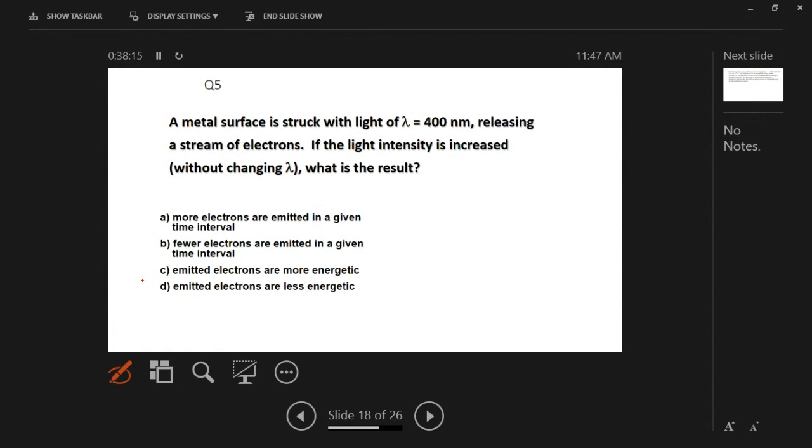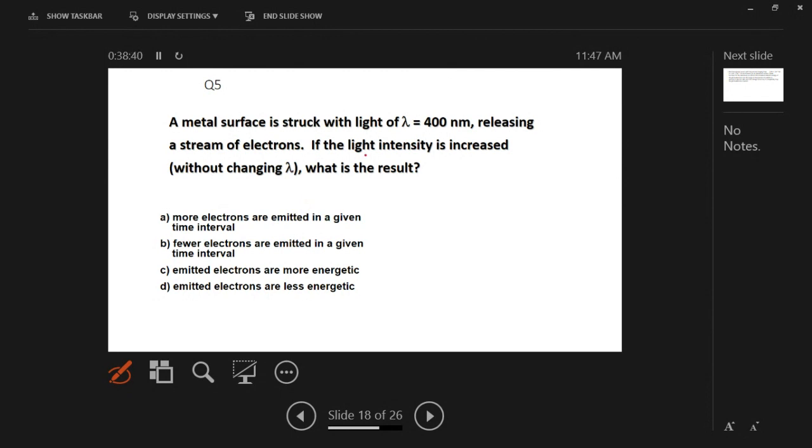Very good. Several of you gave me the correct answer for this question. If the wavelength is the same, the energy of each individual photon is going to be the same, and each photoelectron is going to capture the same amount of energy as a result of the collision. So the energy of individual electrons is not going to change.